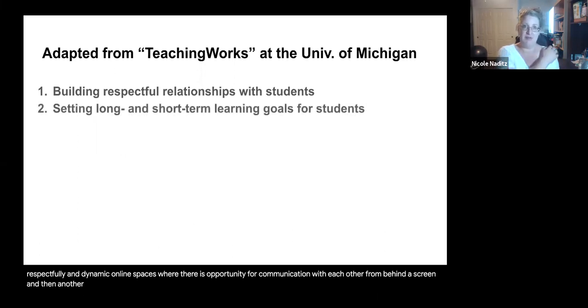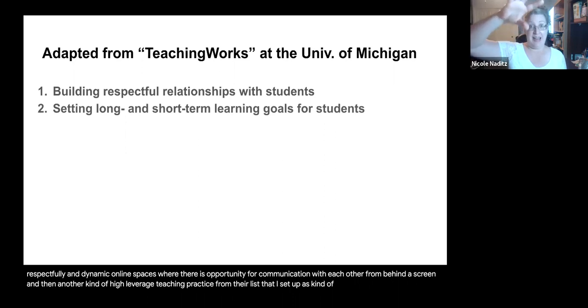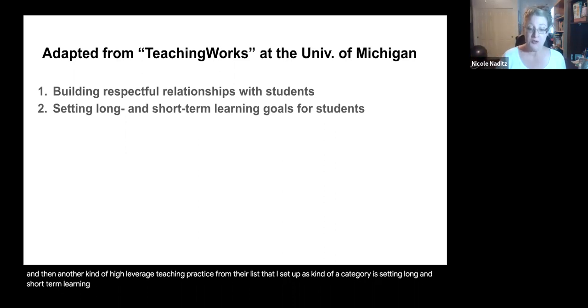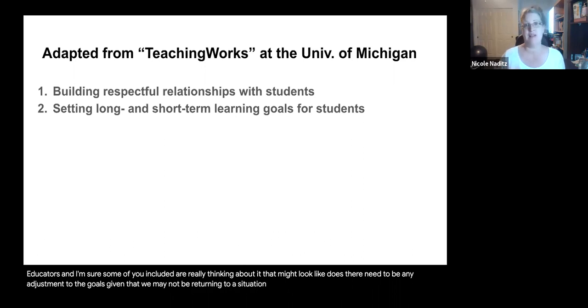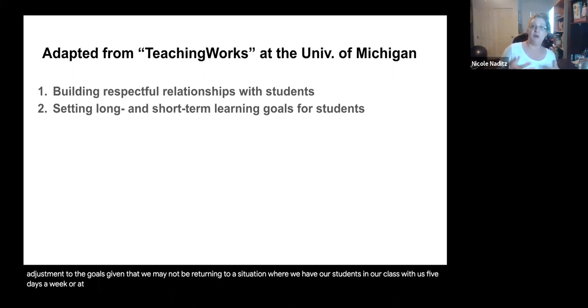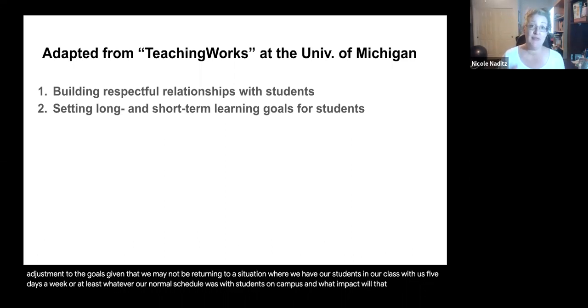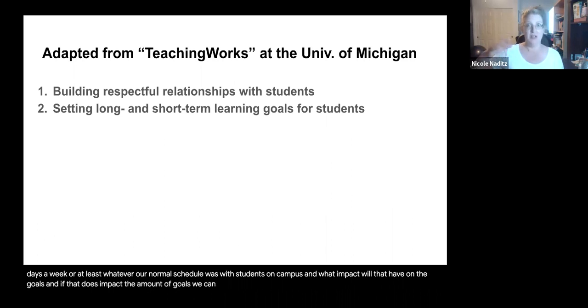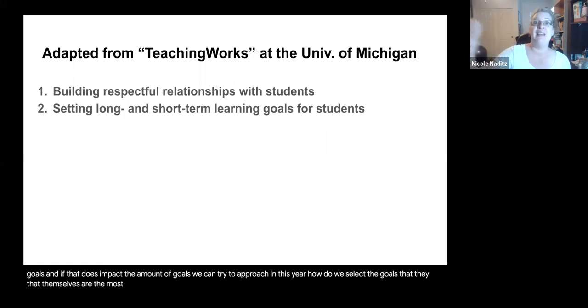And then another high leverage teaching practice from their list that I set up as a category is setting long and short term learning goals for students. And we know that that's going to continue to be critically important, and that a lot of educators, and I'm sure some of you included, are really thinking about what that might look like. Does there need to be any adjustment to the goals, given that we may not be returning to a situation where we have our students in our class with us 5 days a week, or at least whatever our normal schedule was with students on campus, and what impact will that have on the goals? And if that does impact the amount of goals we can try to approach in this year, how do we select the goals that themselves are the most high leverage goals to get the most mileage for students, both in success in this year's content as well as going forward?